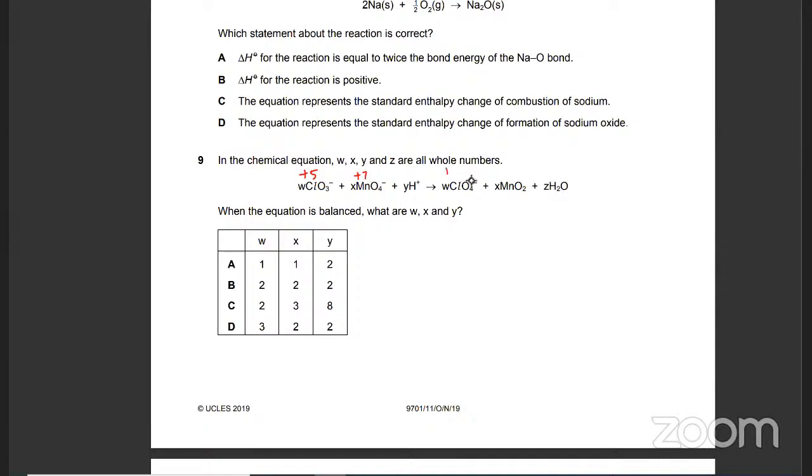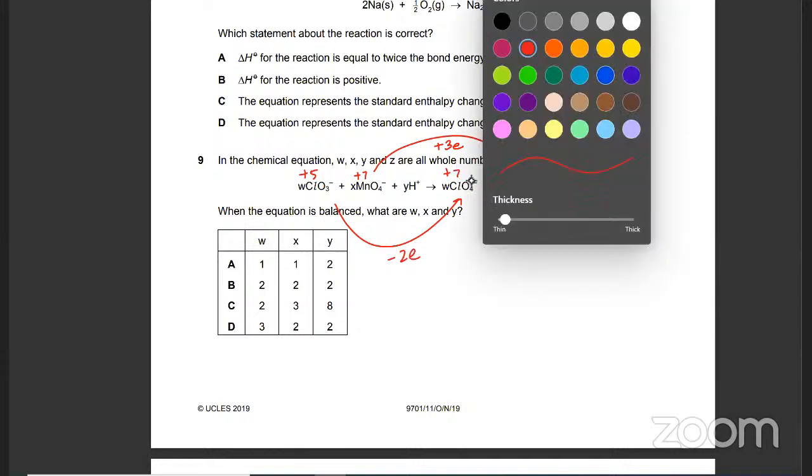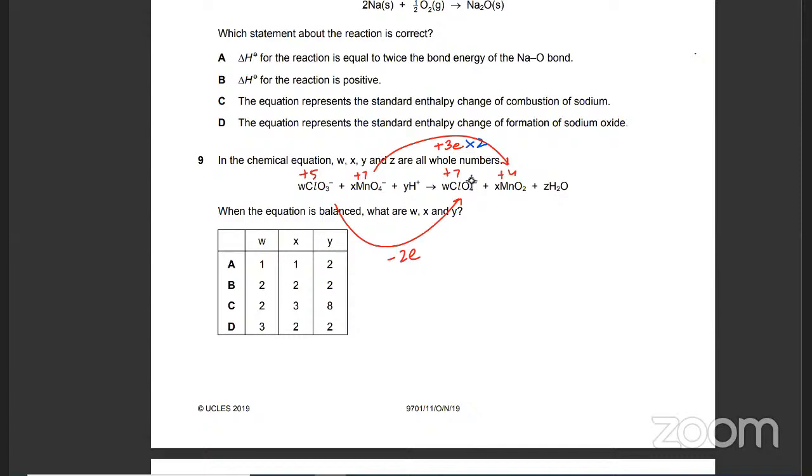Mn goes from +7 to +4, which is a gain of 3 electrons. Cl goes from +5 to +7, which is a loss of 2 electrons. So I'm going to multiply the first one by 2 and the second by 3. Is this clear?